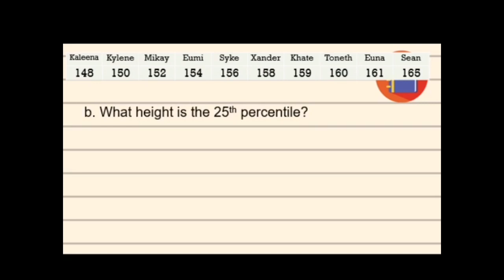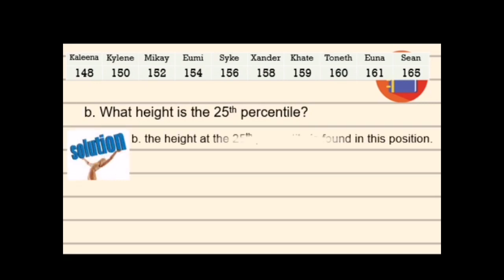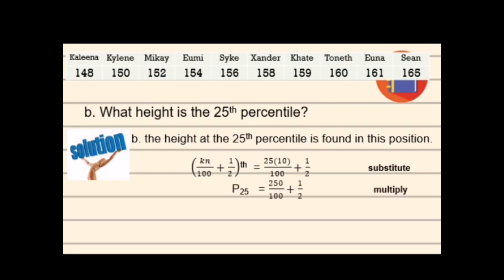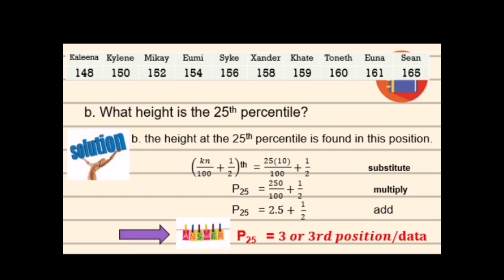Therefore, we are going to use the given formula. The height at the 25th percentile is found in this position. The formula is kn over 100 plus 1 half. Our k is 25 and our n is 10. Substitute and then multiply: 25 times 10 is 250, divided by 100 is 2.5, plus 1 half, and that will be 3, or the third position.